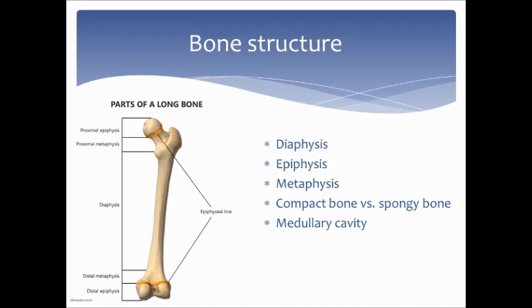Compact bone tends to have a medullary cavity down the center, which will contain red bone marrow that will produce all of our blood cells. Spongy bone will tend to be a little softer, and we'll talk about the differences in structure here in just a second.